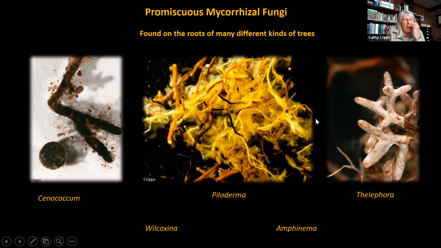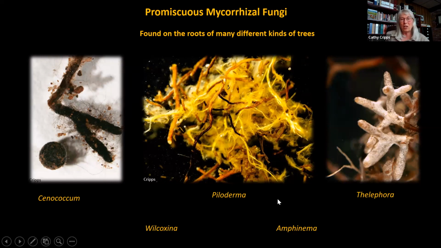Okay, now here's a slide that I need to tell you about before we get to the third part of the talk, the promiscuous mycorrhizal fungi. And the promiscuous mycorrhizal fungi are found on all different kinds of trees. And there are quite a few of these. Cenococcum, I've mentioned before, it's found on aspen, all of the different conifers, birch, lots of different tree species. Piloderma, found on lots of different species of conifers. The lephra, found on aspen and lots of different conifers, and then there's some others below.